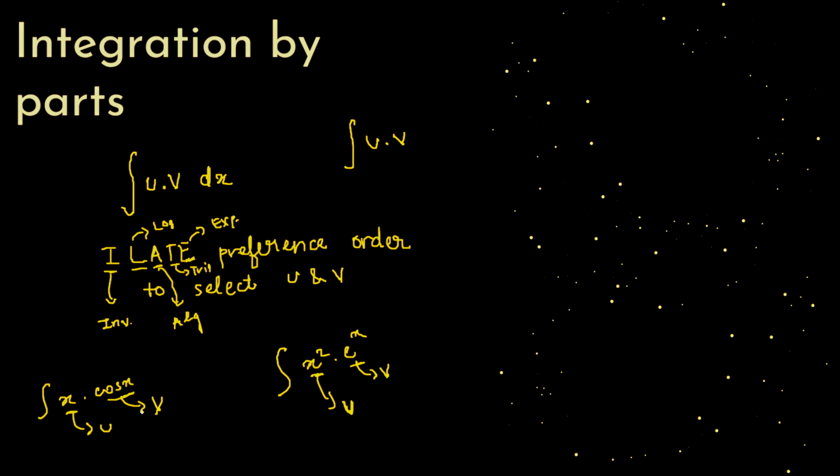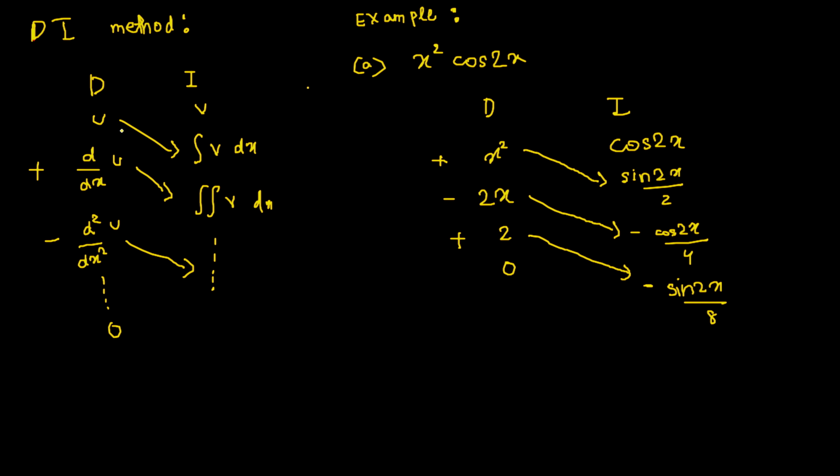So now let's talk about how the integration is actually done. So now that we have selected u and v, what we do is we write D I, and write u under D followed by v under I.